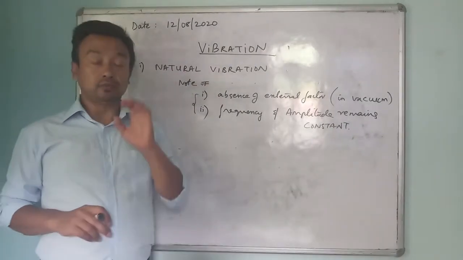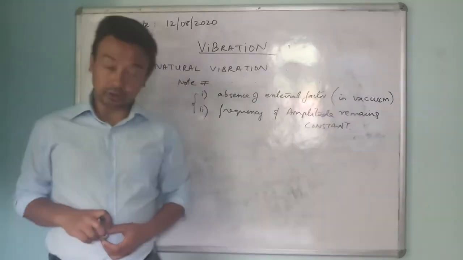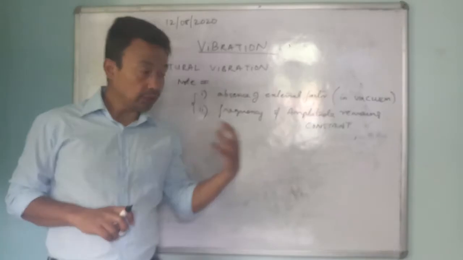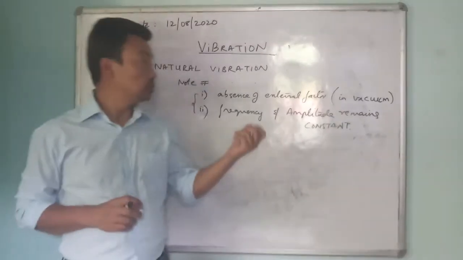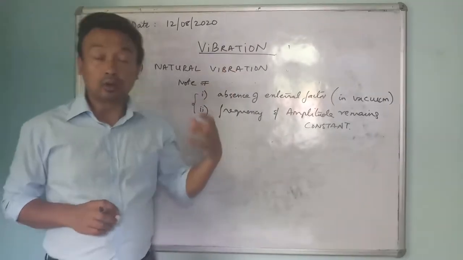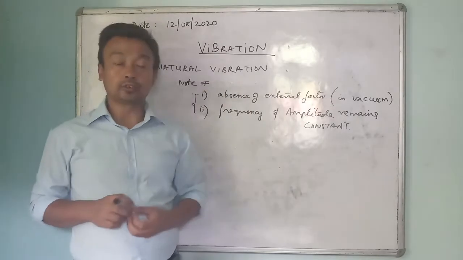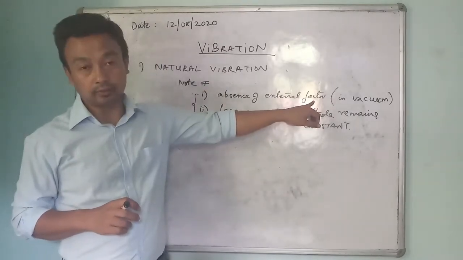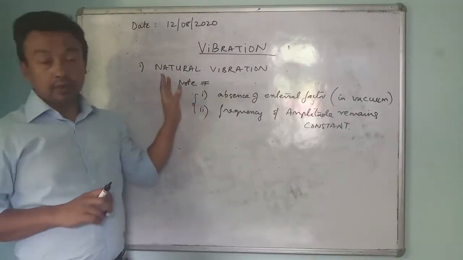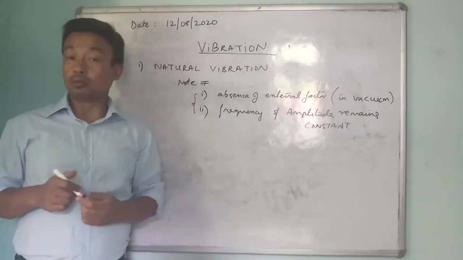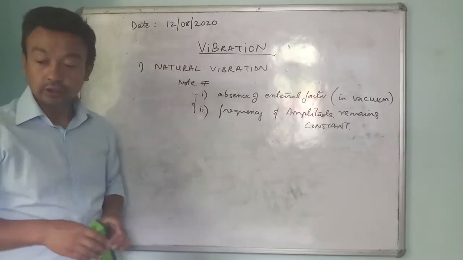In practice, it is very difficult to realize natural vibrations because we have to create a vacuum in order to have natural vibration. In the presence of any medium there will obviously be some external force or external factor. Now this natural vibration can also be represented in the form of a graph known as the displacement time graph, and that is very important. So let us see that.